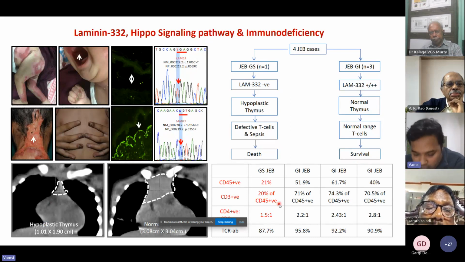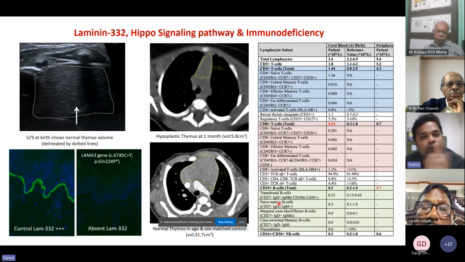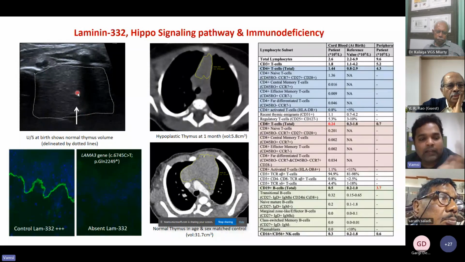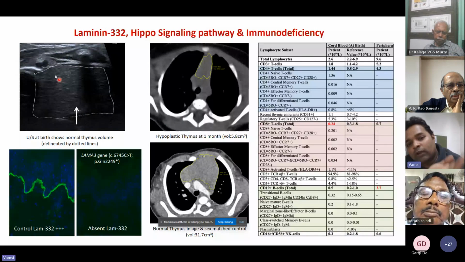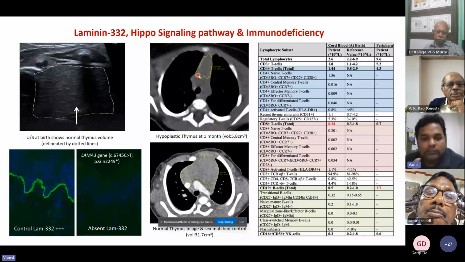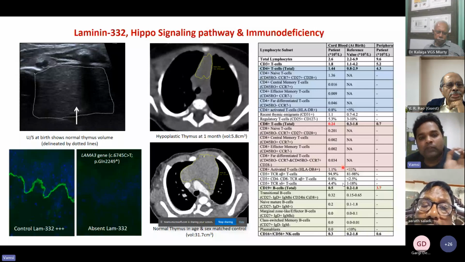So with this hypothesis, when I went to the Netherlands, I had the fortune to follow up a patient who we knew prenatally was going to be born with severe junctional EB. As soon as he was born, we looked at a perinatal ultrasound, in which this was the thymus at birth. At 1 month of age, this is how it has shrunk down. So at birth, the thymus was normal, but by 1 month, the thymus became hypoplastic for whatever reason. At birth, in the cord blood itself, the immune cells are very well present. So for whatever reason, though they are born with a normal thymus, the thymus was undergoing hypoplasia.